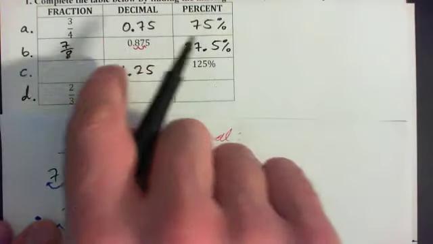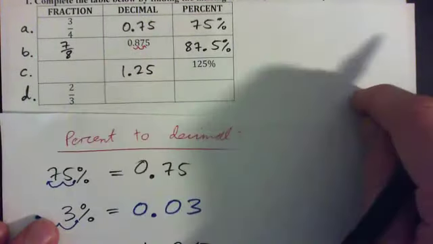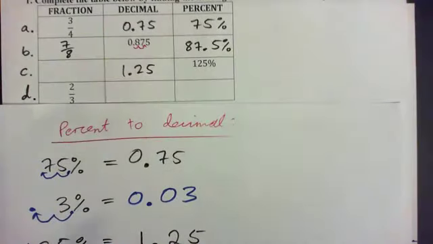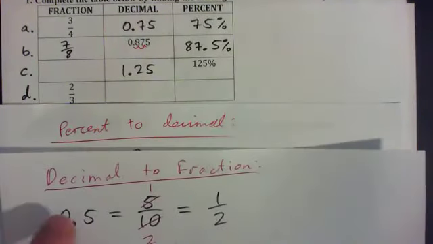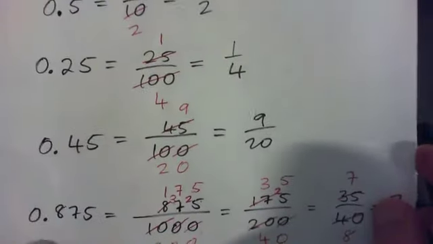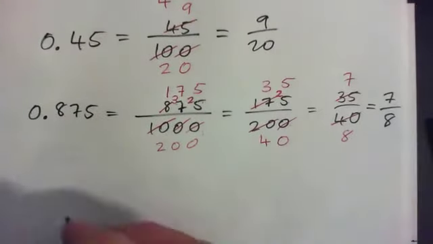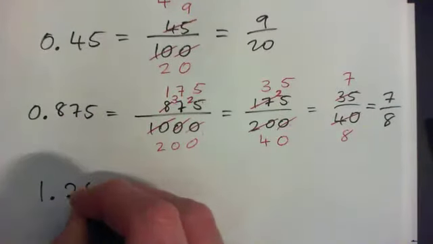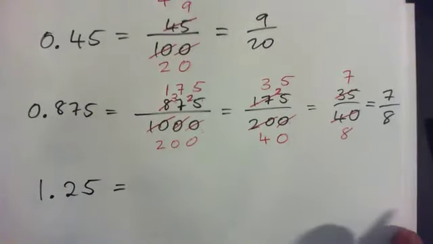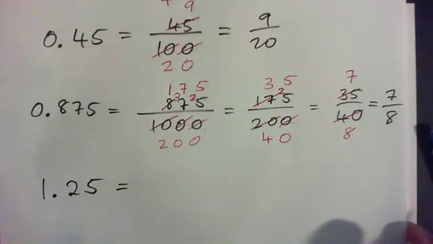How do we go from decimal to fraction? Any idea? Did we even do that? We did do that. Decimal to fraction. That's exactly what we've been working on. The last one we did was the 0.875 to 7/8. So we've got 1.25, and we want to turn that into a fraction, right?